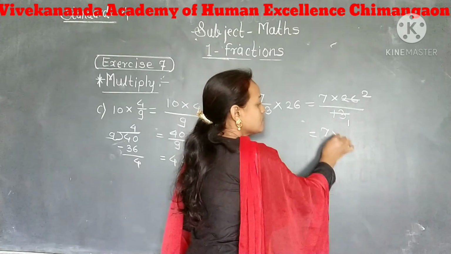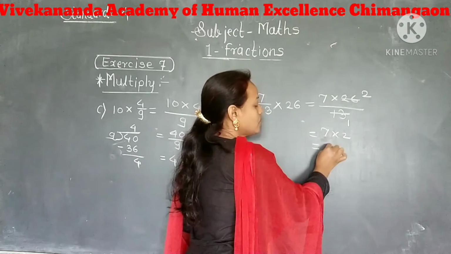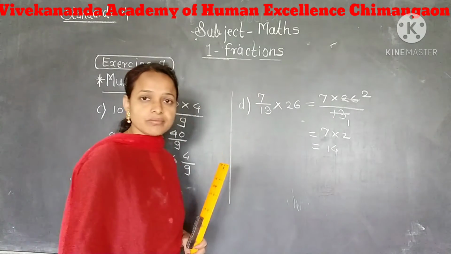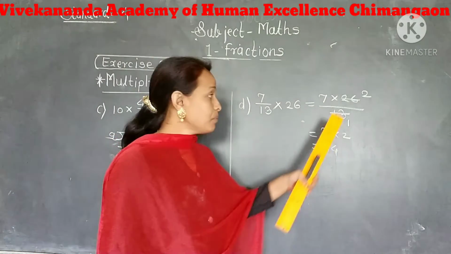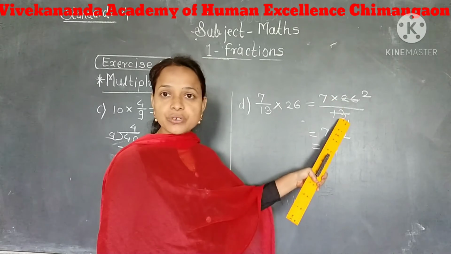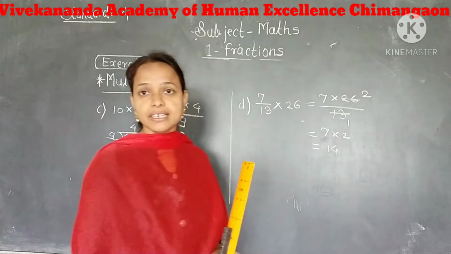Now here remain 7 into 2. 7 twos are 14. In place of that, you can multiply 26 by 7. You get the product and then you can divide by 30.